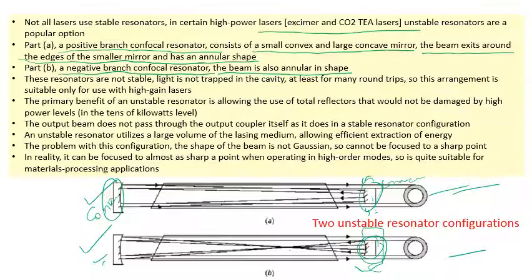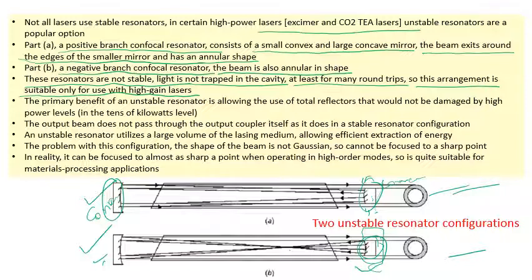A few more points I have written here, or you can also see from the book. These resonators are not stable. Light is not trapped in the cavity for long, at least not for many round trips. After a few rounds, it will go out. So this arrangement is suitable only for a high gain laser, as I mentioned. If the gain is already low, then it's useless to use this kind of arrangement.